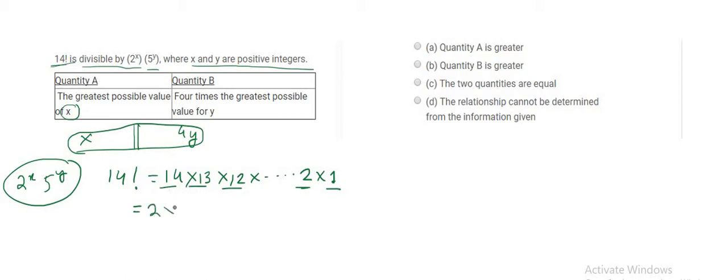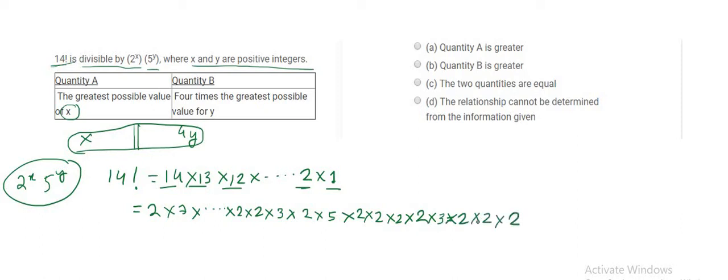So for 14, it's 2 into 7, and then 13. For 12, we have 2 into 2 into 3. For 11, we don't count it. For 10, it's 2 times 5. For 9, we don't count it. For 8, it's 2 times 2 times 2. For 6, it's 2 times 3. For 4, it's 2 times 2, and then we have 2 itself, and the rest I'm not showing.